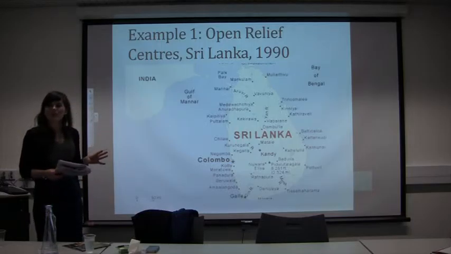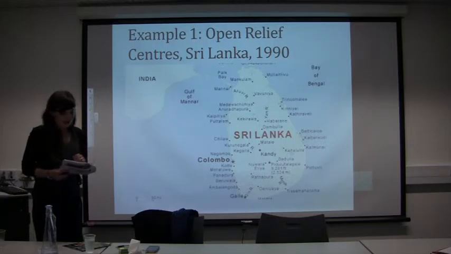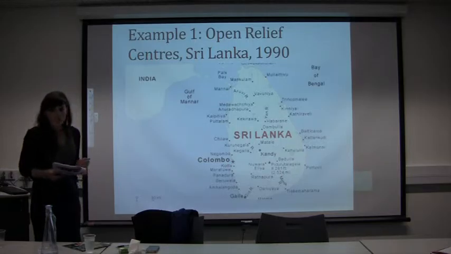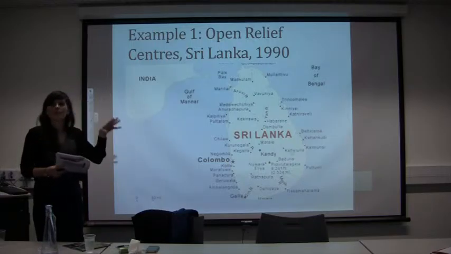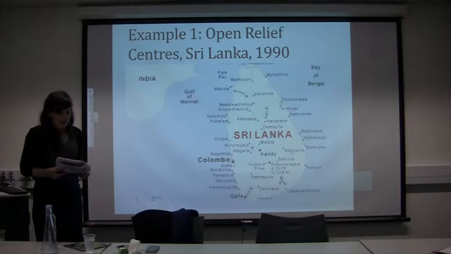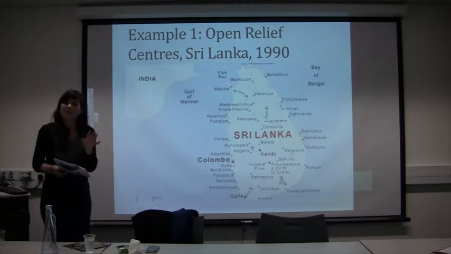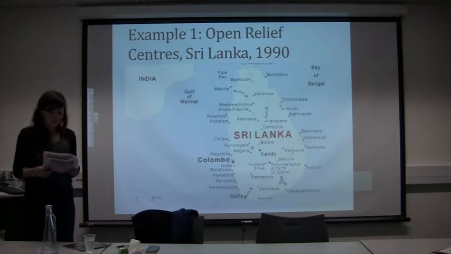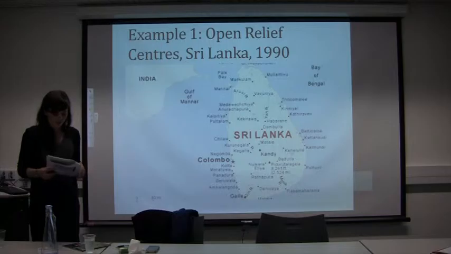And the objectives of these open relief centres were fourfold. The first one was to maintain UNHCR's presence in the area, so they could monitor developments regarding returnees, people who were refugees but who had come back to Sri Lanka. Secondly, to assist displaced persons. Third, and this is the important one, to reduce the pressures on people to leave. And finally, to promote conditions for voluntary repatriation, to encourage people who had fled to come back.